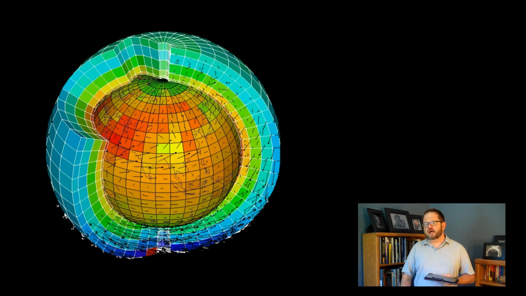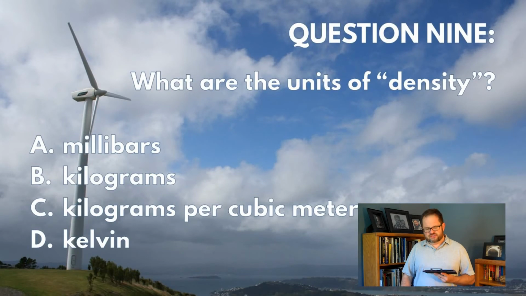Now, before we end this lecture, let's do 2 quick questions. Question 9. Hey, what are the units of density? Oh, I mentioned them a couple times in this part of the lecture. Did you happen to catch? Are the units of density millibars, kilograms, kilograms per cubic meter, or Kelvin? Which of those 4 options is correct? Make a choice from those 4 options and get a little feedback before you move on to question 10.